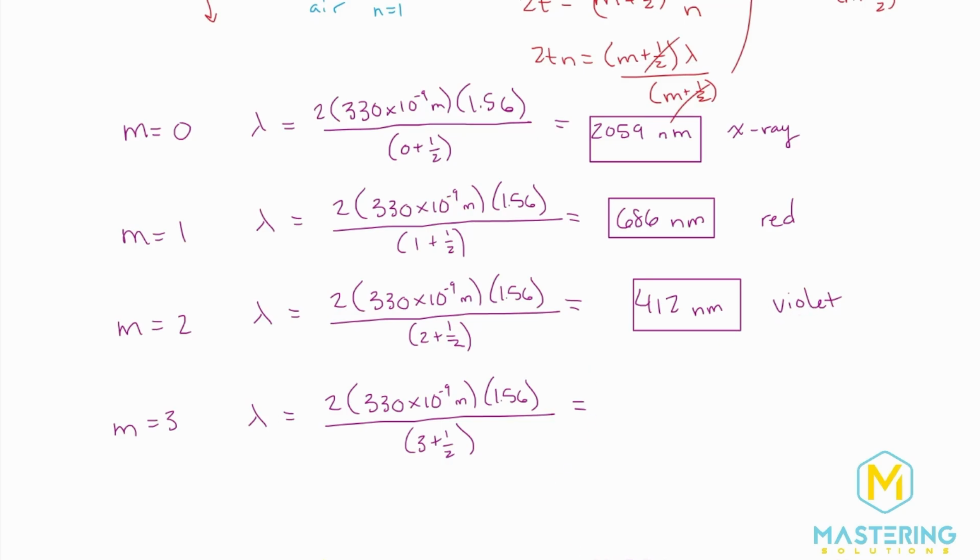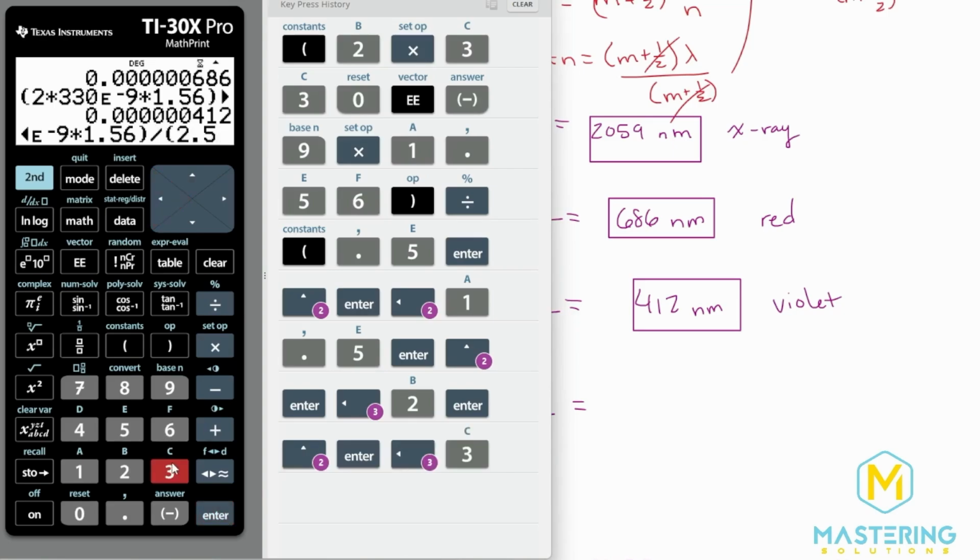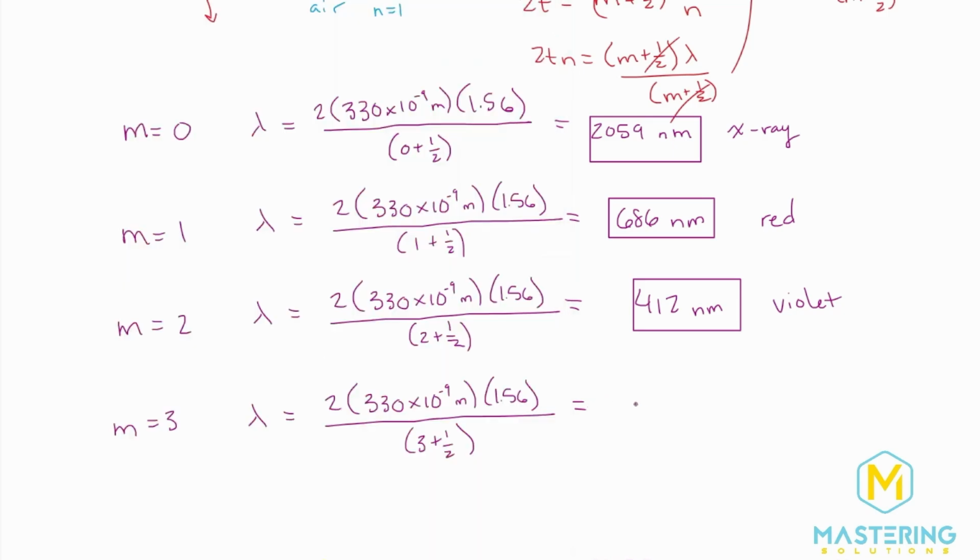And then let's do one more, the m of 3. So we're going to have 3.5 on the bottom. And so we have 294 nanometers. And that's out of the visible spectrum now. And that's like a UV range wavelength. And so these are some of the wavelengths that will get produced in the situation. They didn't ask for it in the question. I'm wondering if they're assuming what visible wavelengths will be produced in this situation. If that's the case, then it's going to be red and violet.